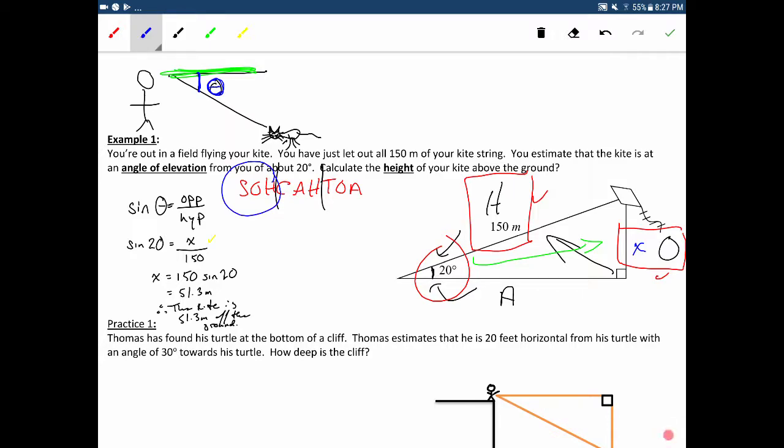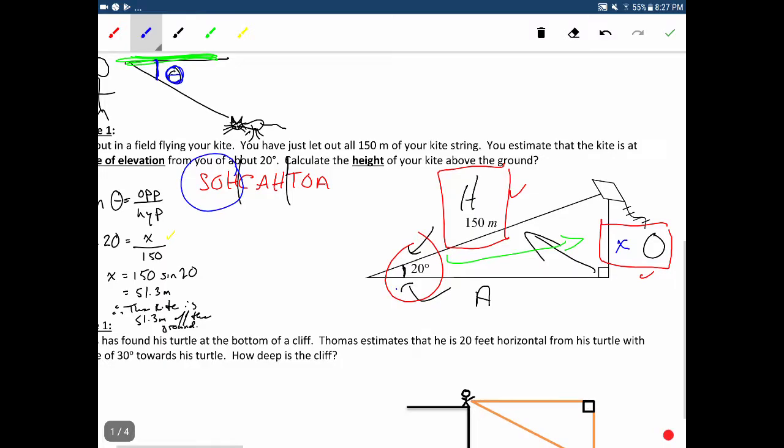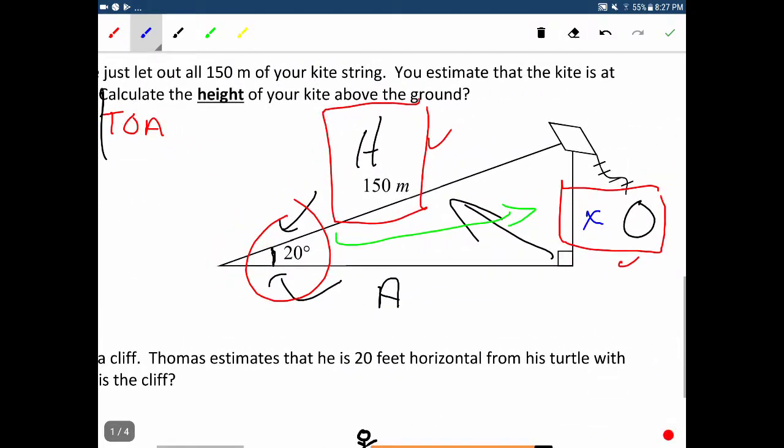Okay, so we're out flying a kite. We have 150 meters on our kite string, and we estimate that the angle of elevation creates a 20-degree angle. So we're going to try and find the height of the kite. You can see I've already done it. So let me walk you through with our diagram first. We start with our diagram.